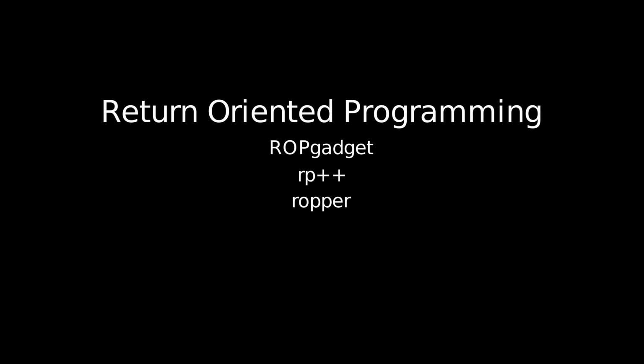Return-oriented programming, there's 3 major tools for this. That's ROPR, not ROP. Just pretend it says ROPR. These all find ROP gadgets. Most of them are pretty similar. You only really need one of them. ROPgadget kind of sucks though, so don't use that one. I personally use RB++.